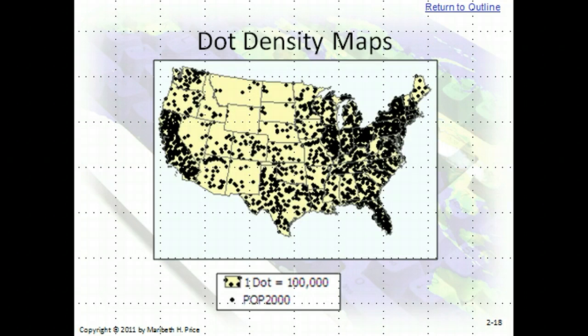Another way to normalize values to the area of a polygon is to create a dot density map, which uses randomly placed dots to show the magnitude of a value in the attribute table. Each dot represents a certain number. In this figure, 1 dot equals 100,000 people. Note that the location of the dots, which are randomly placed, do not necessarily represent the actual distribution of people in the state.